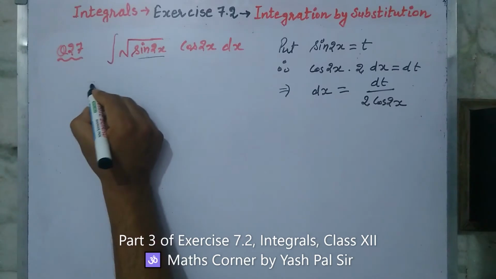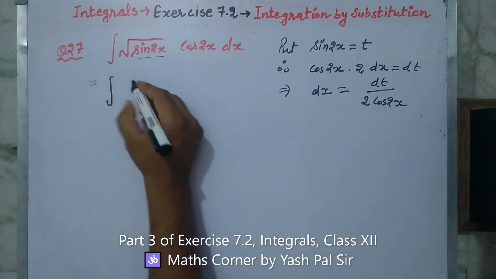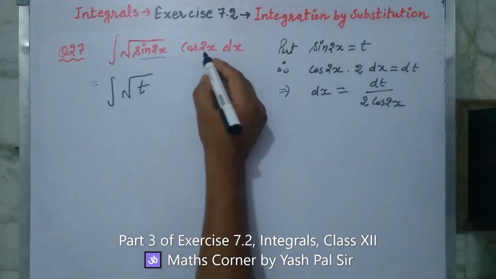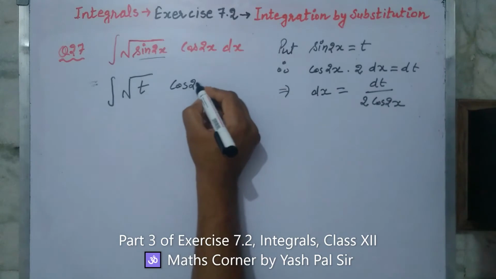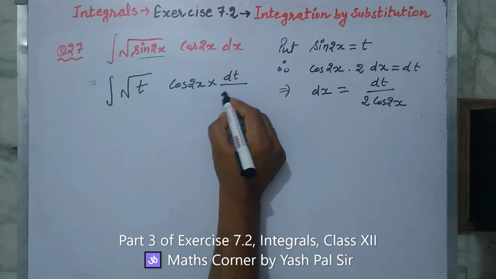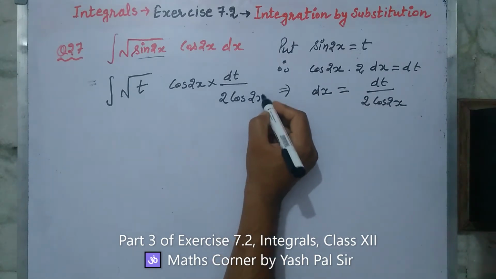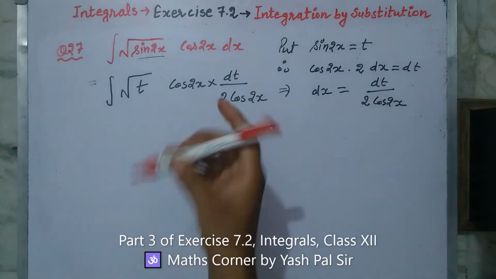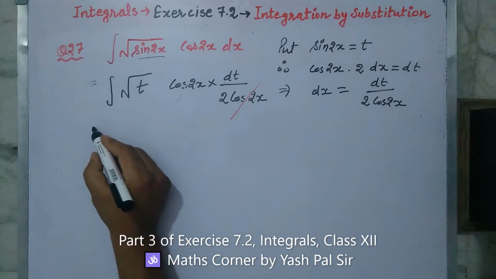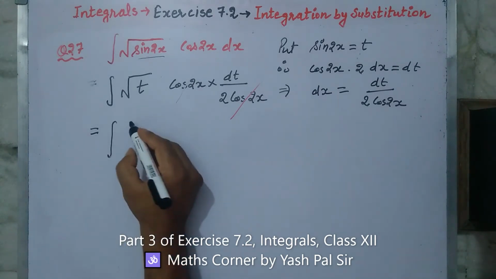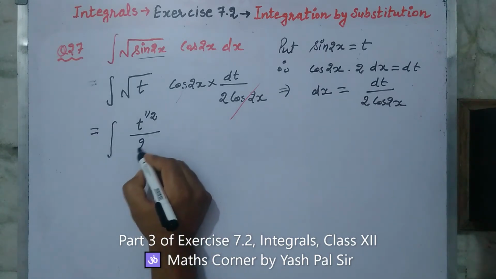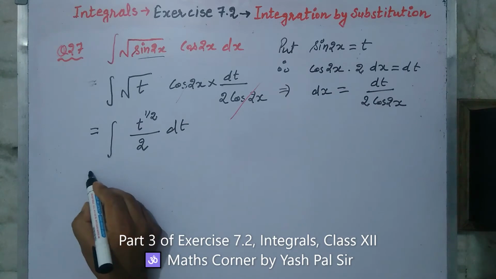So this question now becomes the integral of square root of sin 2x, taken as t, into cos 2x, and dx whose value is dt divided by 2 cos 2x. Now this 2 cos 2x gets cancelled. We now have the integration of t raised to power 1 upon 2 into dt.